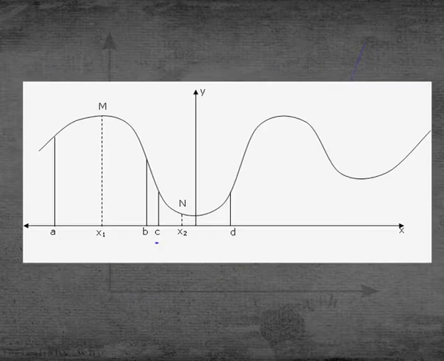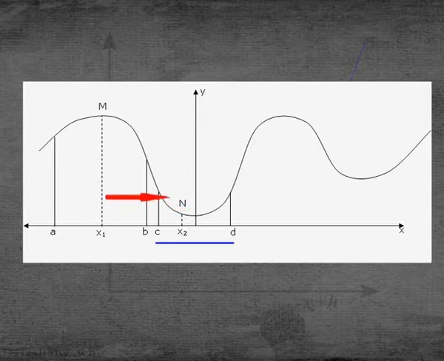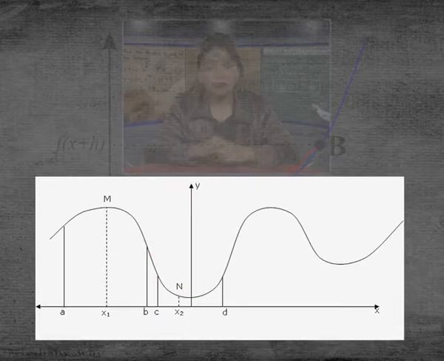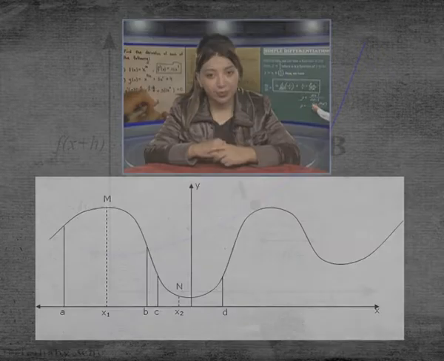0. Similarly, consider the interval c and d on the curve. In the interval CD, f of x decreases to the left of the point x equals x2 and increases to the right of the point x equals x2. Therefore, f of x attains its minimum value at point n, which corresponds to the point x equals x2 in the interval CD. When the curve is decreasing, the slope of the curve is negative, and when the curve is increasing, it is positive.